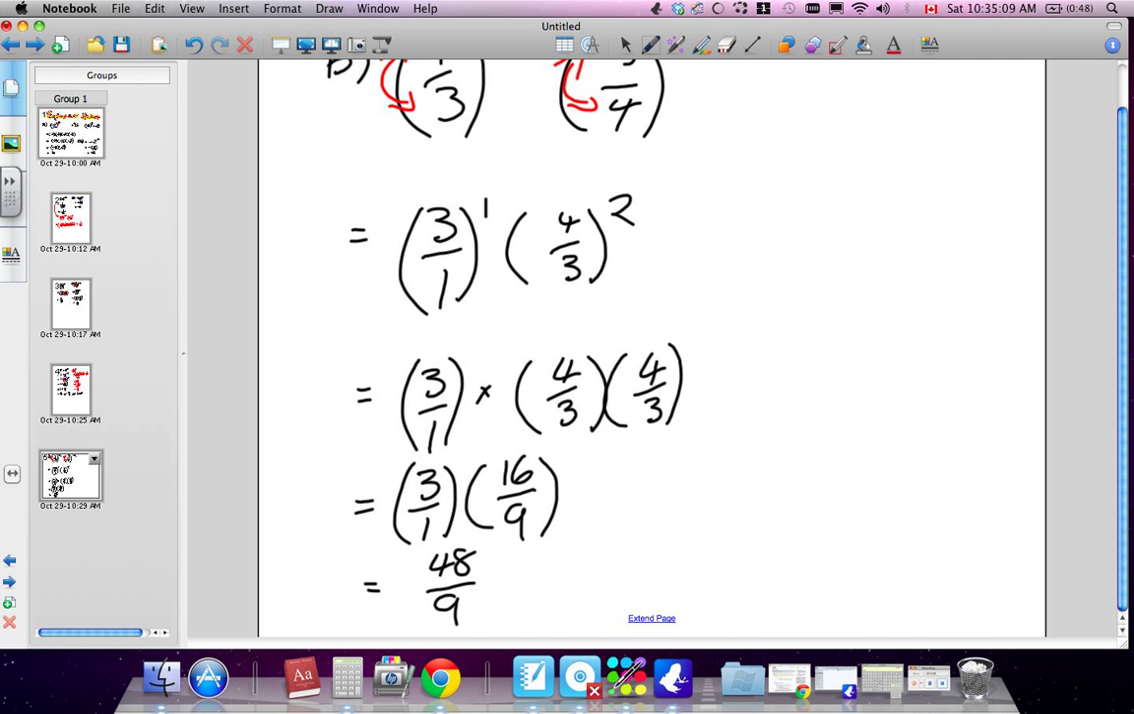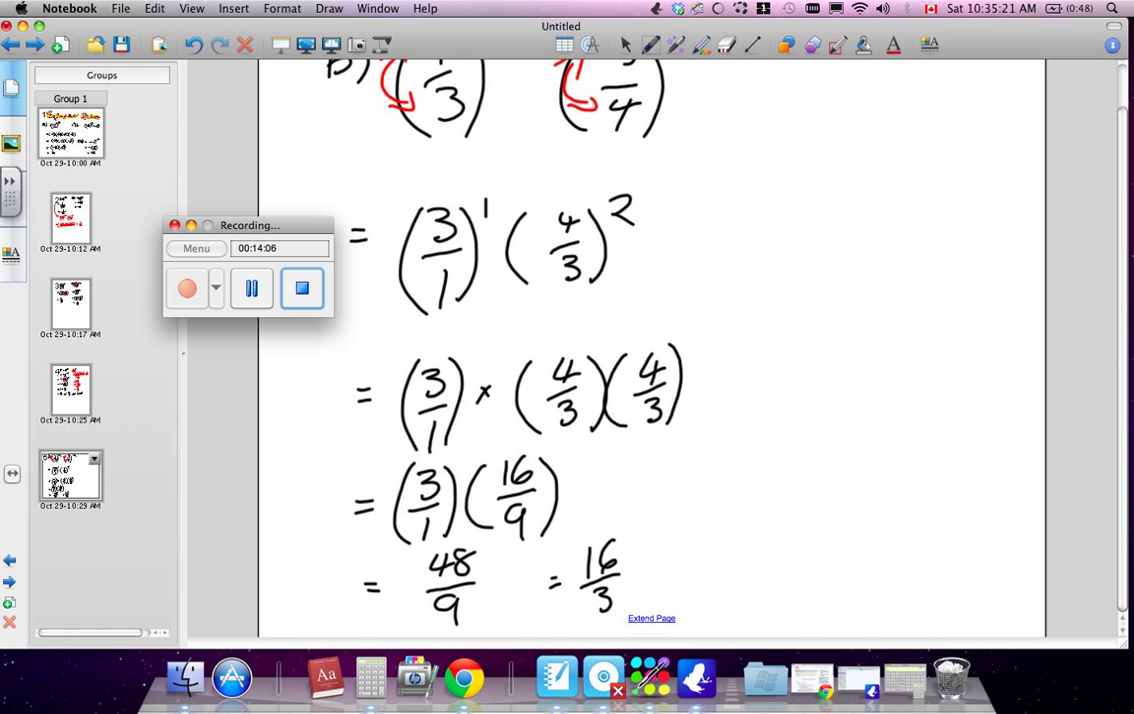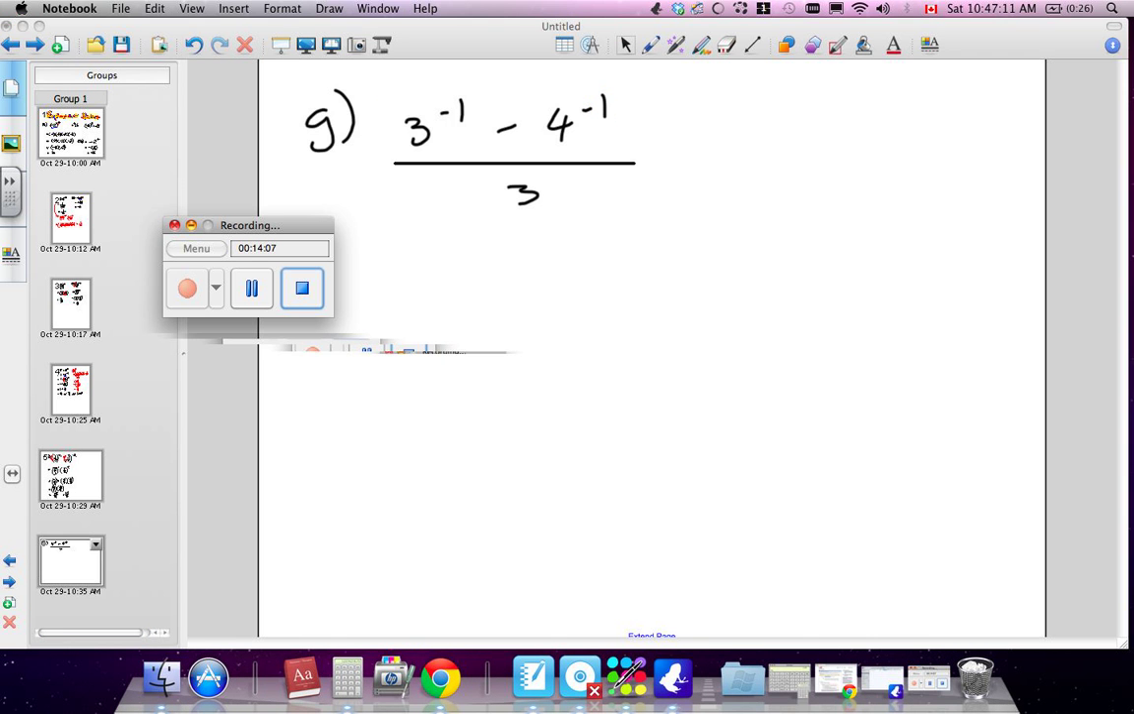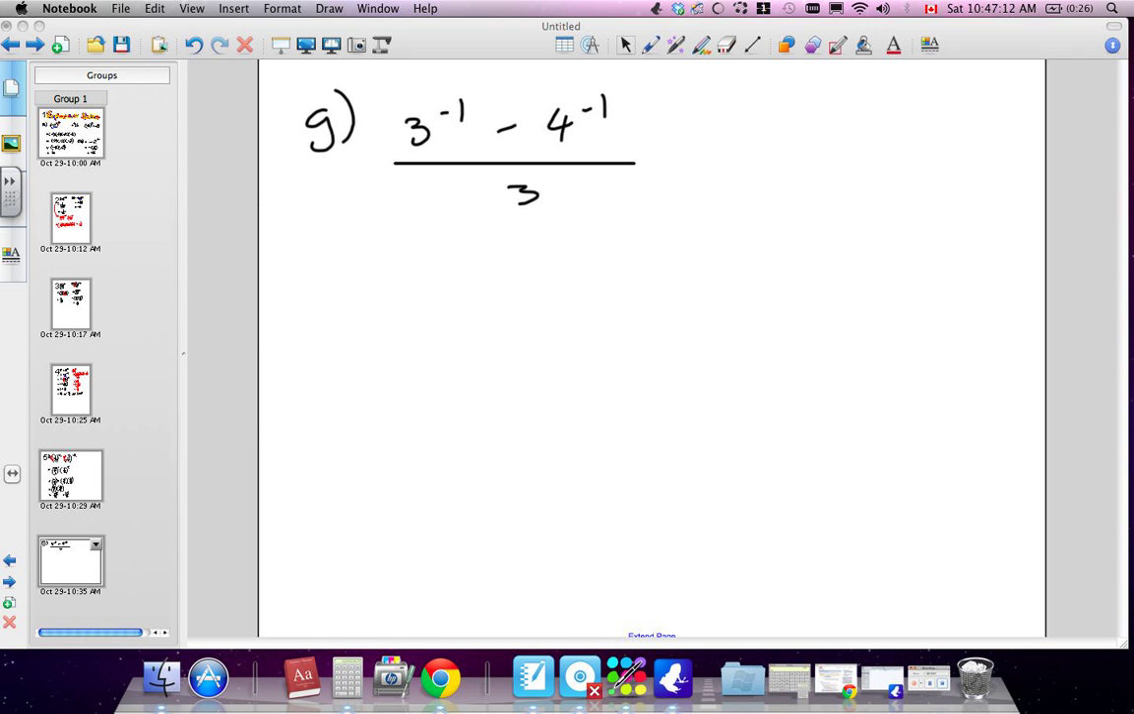So normally if we had 3 to the power of 1, the 1 is not important. You just have 3. Because it's negative, it means we're now going to be dealing with fractions, right? So I want to make that a positive exponent. So to be a positive exponent, I have 1 over 3 to the power of 1 minus 1 over 4 to the power of 1, divided by 3.